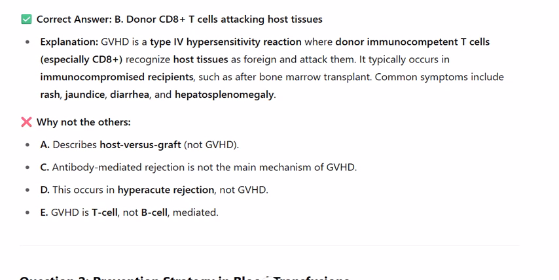Why not the others? A. Describes host versus graft, not GVHD. C. Antibody-mediated rejection is not the main mechanism of GVHD. D. This occurs in hyperacute rejection, not GVHD. E. GVHD is T-cell, not B-cell, mediated.